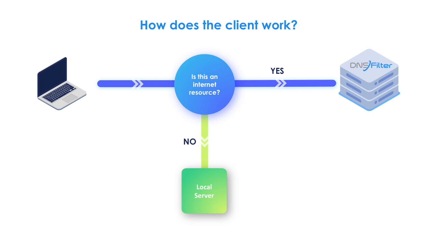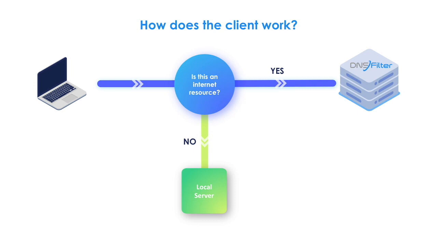Now, how does the client work? The client basically asks one question. It asks if something is a local resource or an internet resource. If it's a local resource, it forwards it along the path that it normally would take. For example, if I installed the roaming client and I was on an Active Directory network, the roaming client would not interfere with any Active Directory resources. It would automatically go to the domain controller, same as it would without the agent.